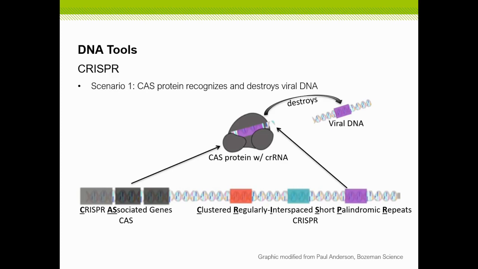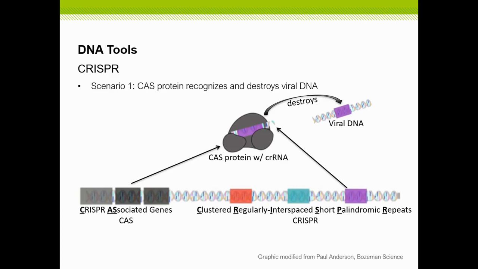And so the bacteria has these genes, we just call them Cas genes, CRISPR associated genes, and they're going to make these Cas proteins. And what these Cas proteins do is they use the CRISPR region of the bacterium's genome to identify the viral DNA.